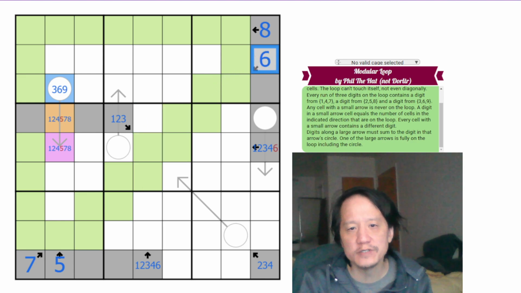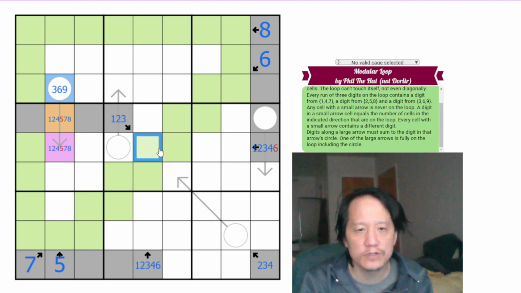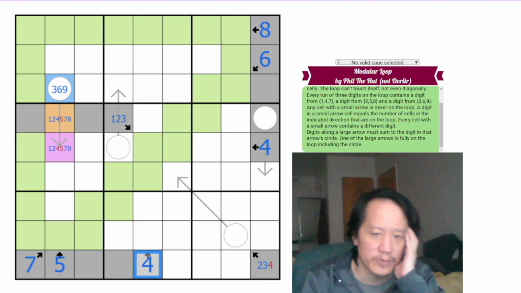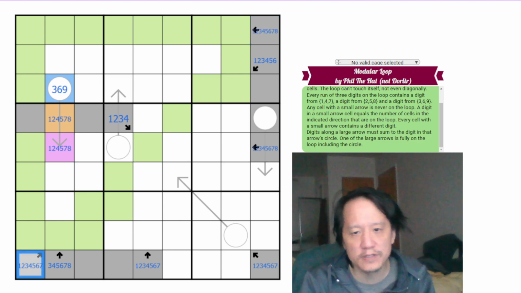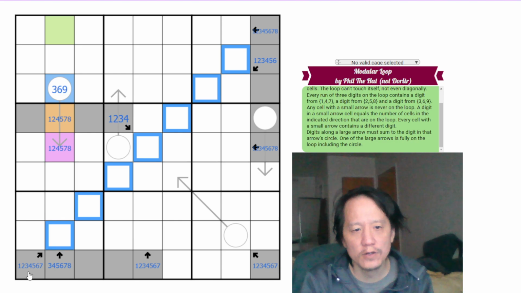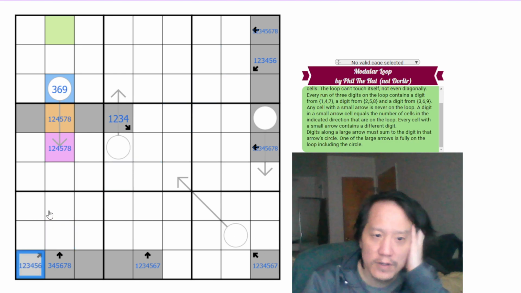But the problem is if this is 6, this becomes 1, 2, 3, 4, because we've already filled in the loop. So this would be 4 and this would be 4, which is not possible. Therefore, the 7 cannot be that diagonal. It cannot be this diagonal because that was the presumption. So this cannot be 7.